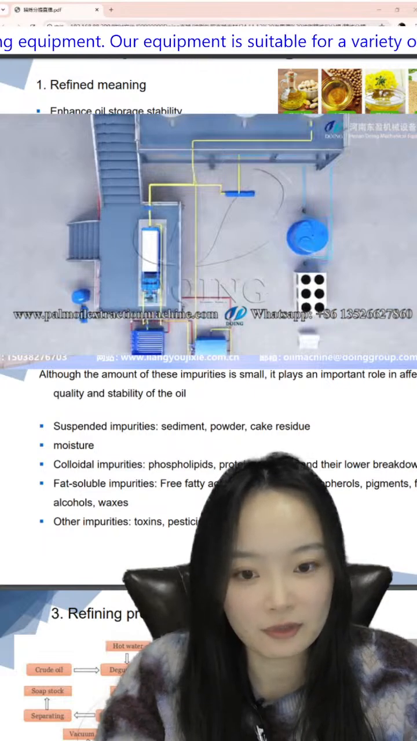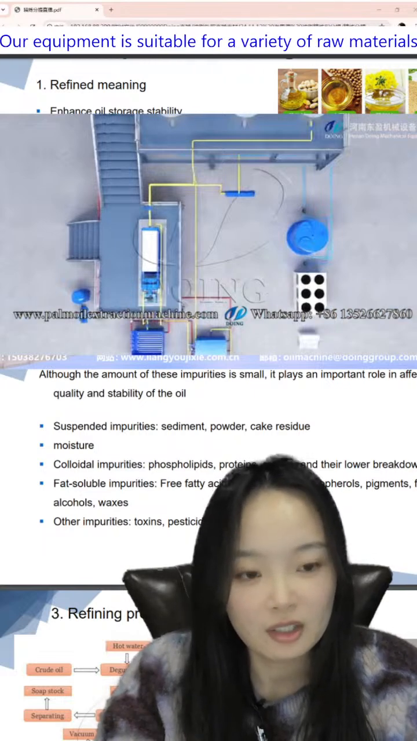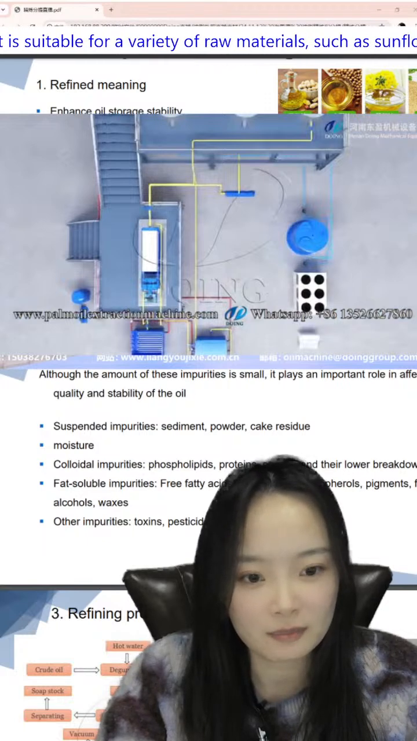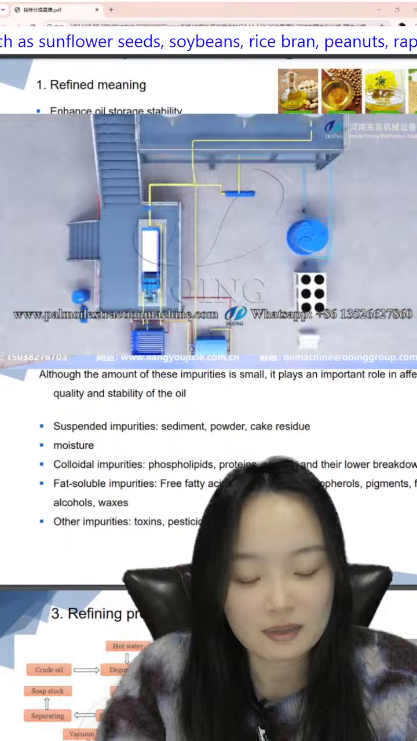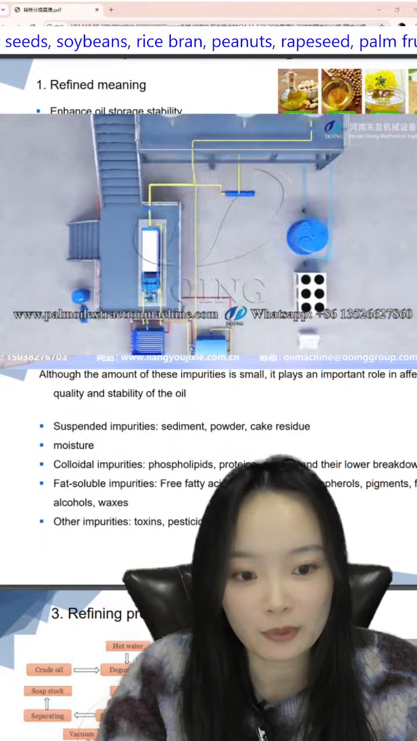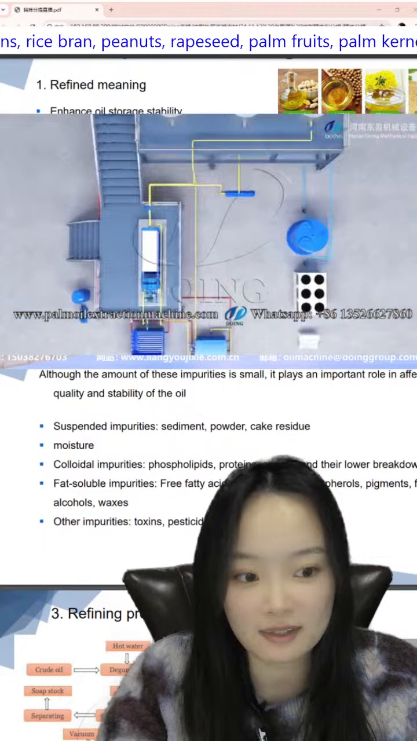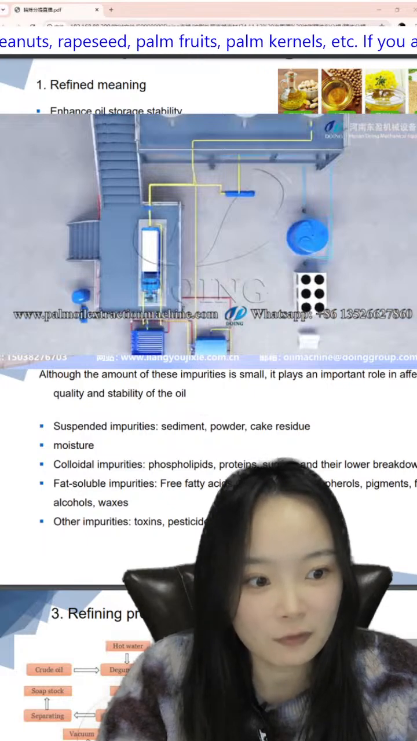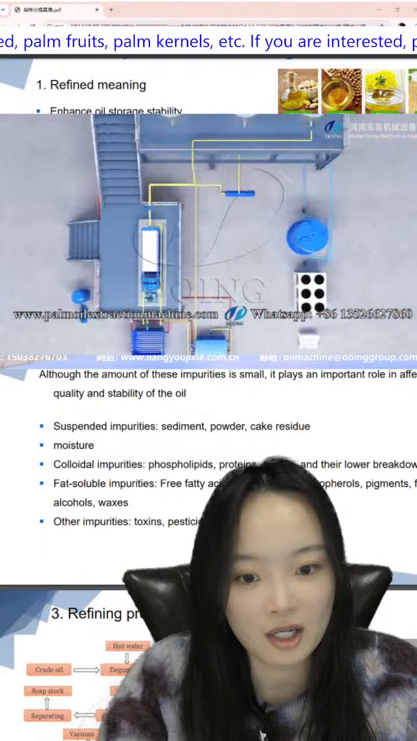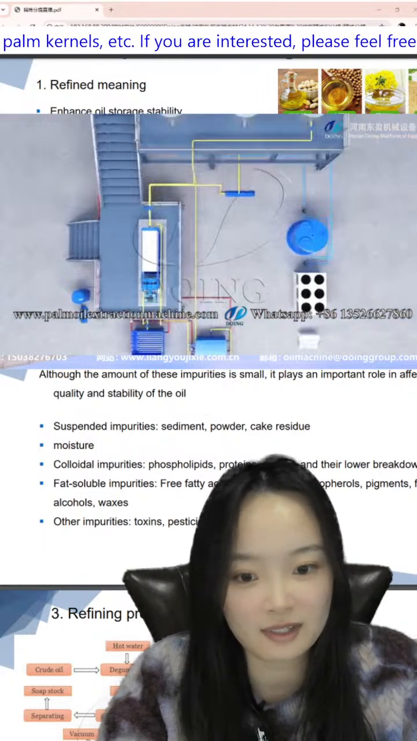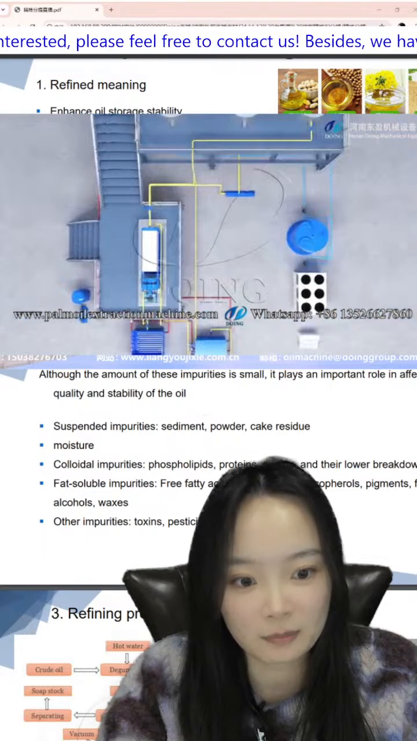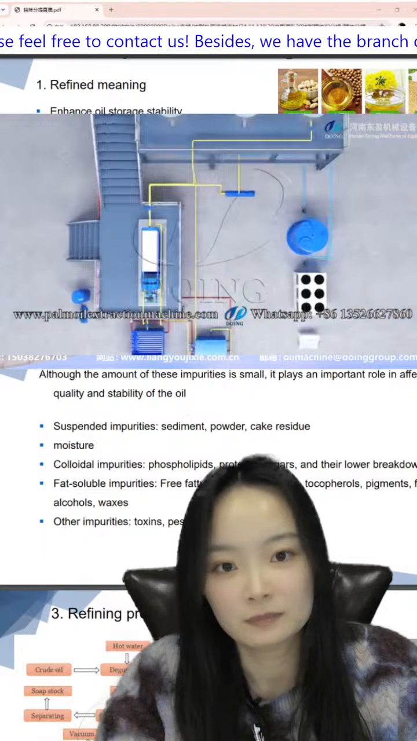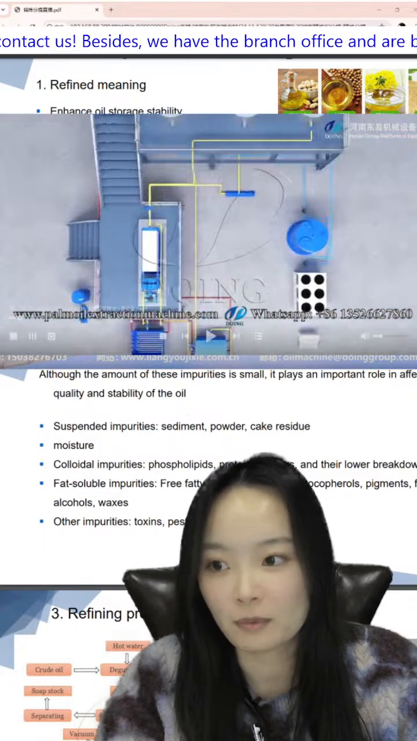And the third is colloidal impurities. There are many, like phosphatides, proteins, sugars, and their lower breakdown products. And then there are fat-soluble impurities, such as free fatty acids, sterols, tocopherols, pigments, fatty alcohols, waxes, etc. And some other impurities, such as toxins and pesticides. Let's move to the next part.